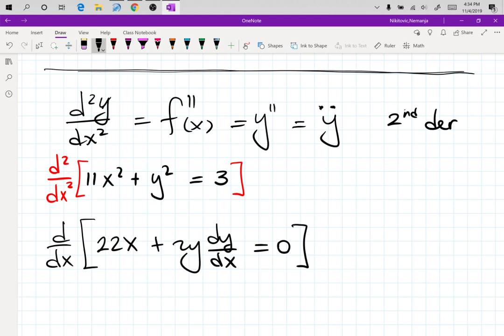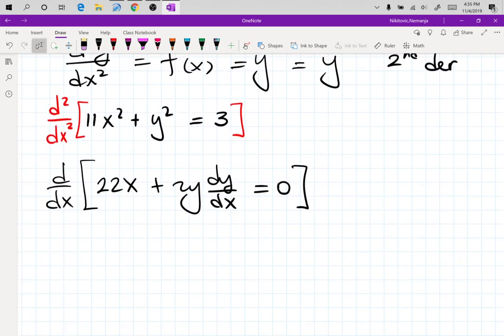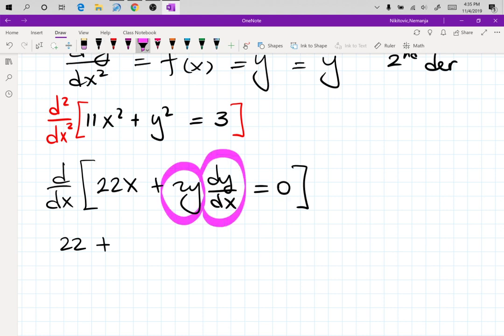Now, it's good to take another derivative here, but we are going to keep this line in mind, and we'll see why. So take another derivative. It becomes 22 plus, and now I have product rule because I have two functions over here. There is a 2y function and a first derivative function, right? So I have to do the product rule in between those.